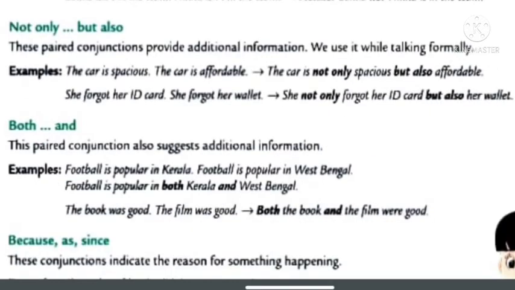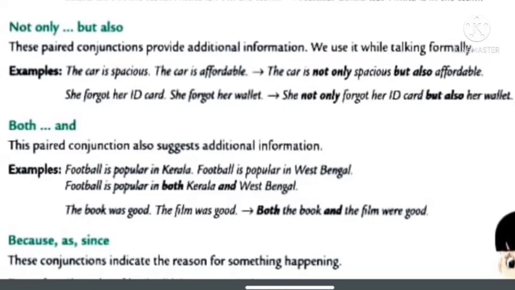Now let's move on to the next conjunction, not only but also. These are paired conjunctions and they provide us additional information. Okay, they give us extra information. We use it while talking formally. Okay, for example, the car is spacious, the car is affordable. Spacious means we have enough space inside the car. The car is affordable means it's not that expensive. Anyone can buy that car. So we got additional information, right?